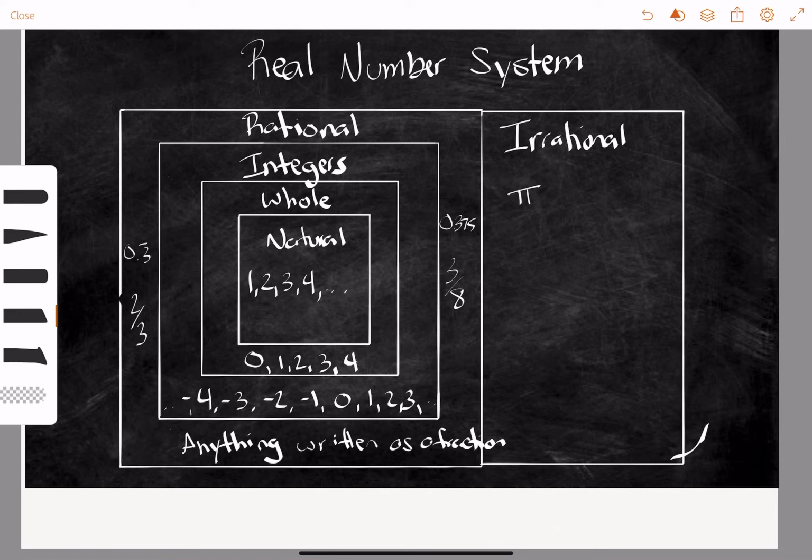Another one is square root of 2, square root of 3, e, the natural number. All of these are irrational numbers. If you write out 0.14739... chances are that's irrational. There's no pattern and it goes on forever without repeating. So that is the real number system.